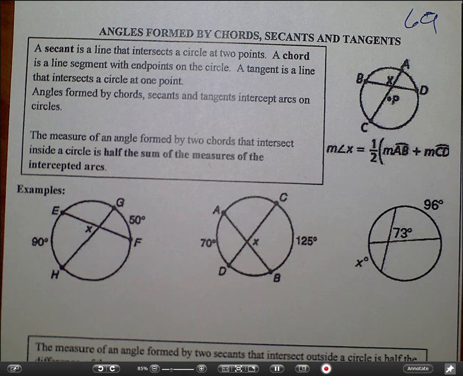Hey, Adderall, pay attention. Okay, so right here it says a secant line is a line that intersects a circle at 2 points. A chord is a line segment with endpoints on the circle. A tangent line is a line that intersects a circle at 1 point. Only 1 point, so it just touches on the outside. Angles formed by chords, secants, and tangents intercept arcs on circles. And the measure of angles formed by two chords that intersect inside a circle is half the sum of the measure of the intercepted arcs.